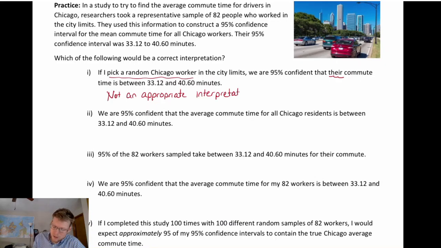That's because a confidence interval is not telling us where 95% of the individuals in the population are. That would be the standard deviation, or the 1.96 standard deviation ranges for the observations could help us with that, but not a confidence interval.